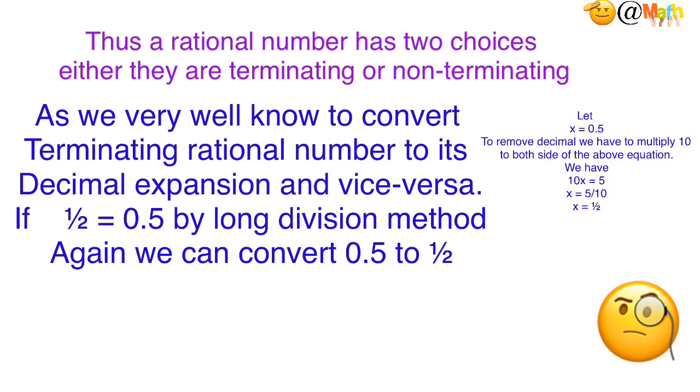As we very well know, we can convert a rational number to its decimal expansion and vice versa. If 1 by 2 is equal to 0.5 by the long division method, again we can convert 0.5 to 1 by 2.